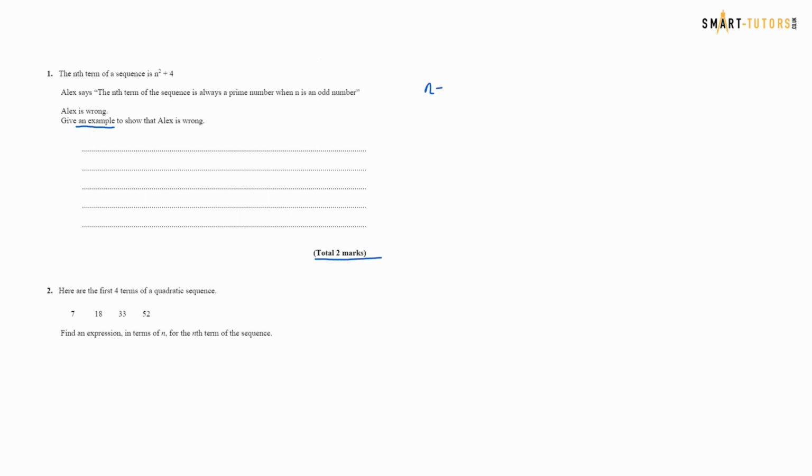When n equals 5, 5 squared plus 4 is 29. Yes, 29 is a prime number and n is an odd number. If I use, let's say, n equals 8, 8 is not an odd number, so n equals 9: 9 squared plus 4, so 81 plus 4 is 85, which is not a prime. So we found the answer.